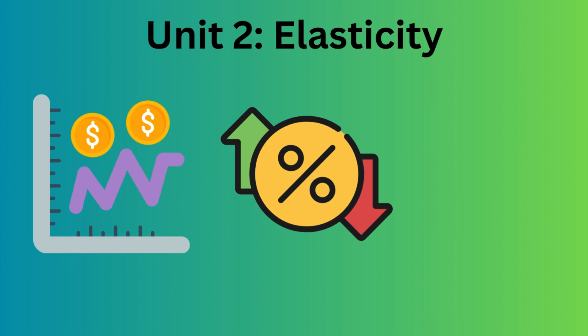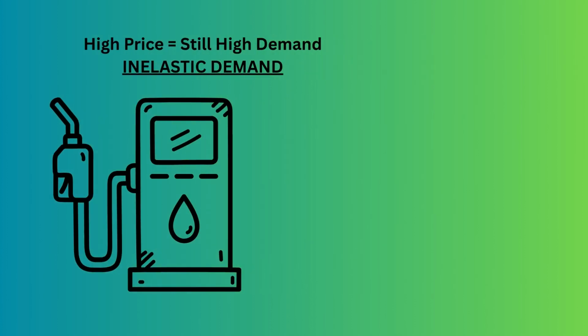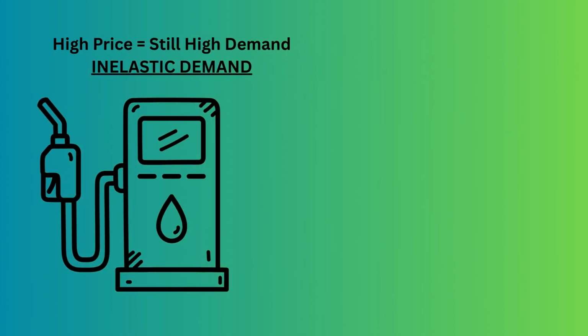But let's go a little deeper here. Unit 2 takes us into the realm of elasticity. So it's not just about supply and demand changing, it's about how much they react to changes in price, right? Exactly. Some things are really sensitive to price changes, others not so much. Think about gasoline. People need it to get to work, to school, so even if the price jumps, demand might not drop that much. That's what they call inelastic demand, right?